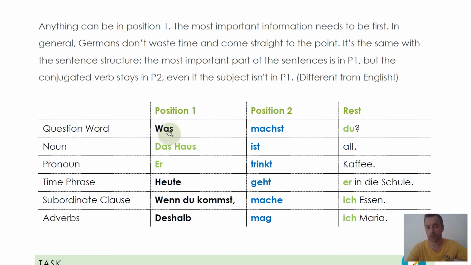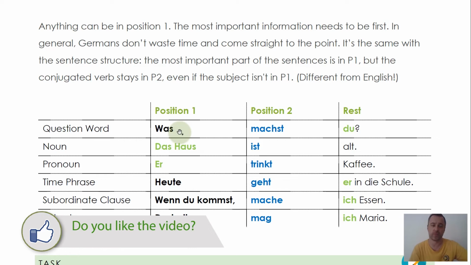The question word, for example: Was machst du? So what are you doing? This is in English the only option when you can put the subject behind the verb, because you put a question word there. If you want to know more about how to ask questions in German, I already published a video about that. I have a link for you in the info cards in the upper right corner.